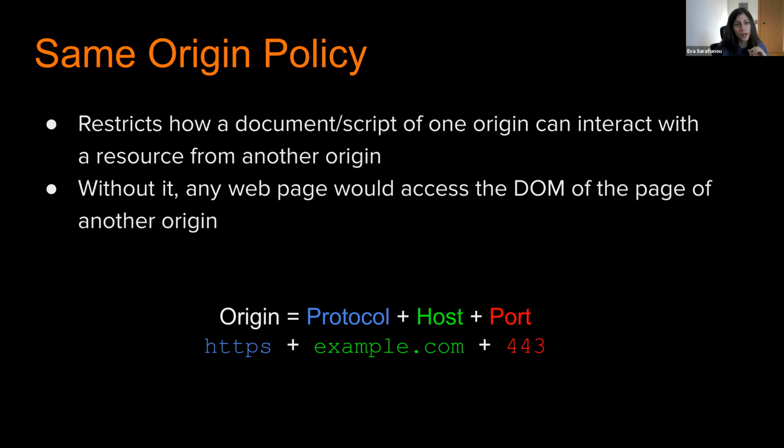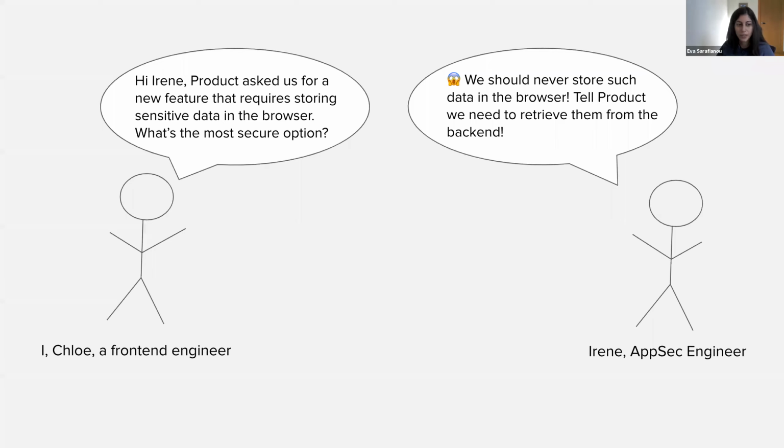We will start with a scenario, which is that we have Chloe. She's a front-end engineer, and product asked her to create a new feature that requires storing sensitive data in the browser. Now, Chloe is security aware and knows that some options are not secure, but she doesn't know which is the most secure and which is the one she should use. She reaches out to Irene. Irene is an AppSec engineer, and Irene says, no, never store such data in the browser. We need to find another design. Now, Chloe didn't really like this answer because there is no explanation. So she did her own research, and this is what we'll see today.